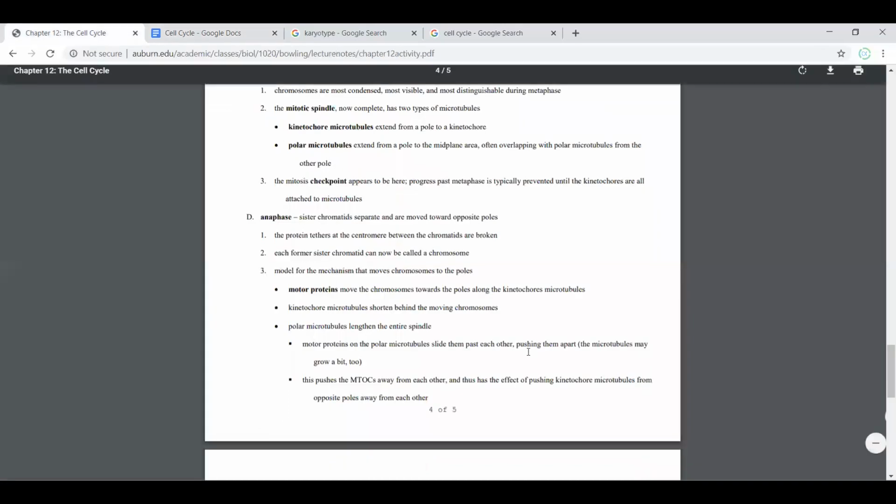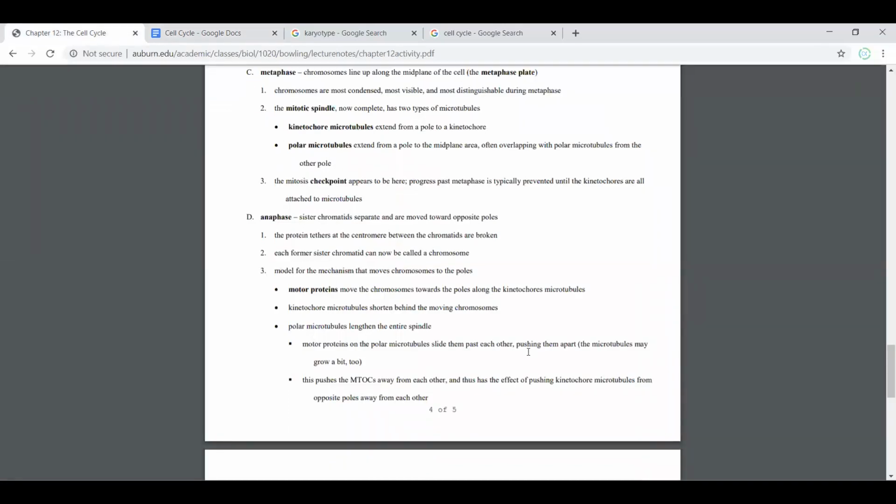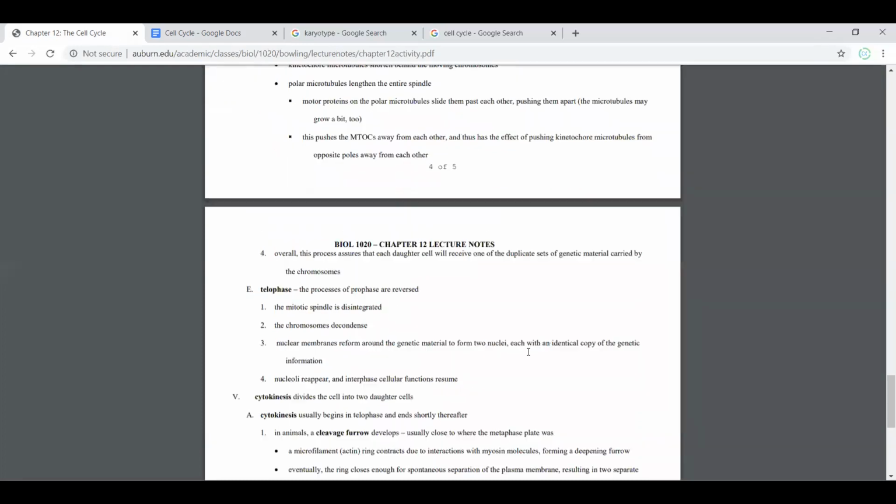So yeah, then what happens is you'll have motor proteins, which are going to move the chromosomes from the metaphase plate to the different poles of the cell. And so this helps the DNA to split evenly.